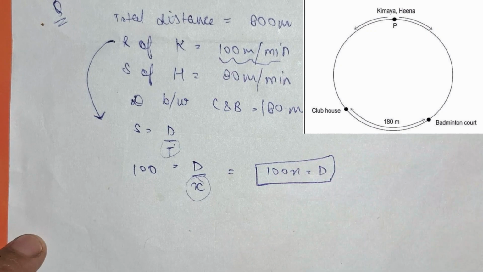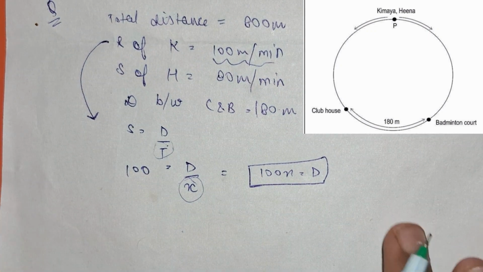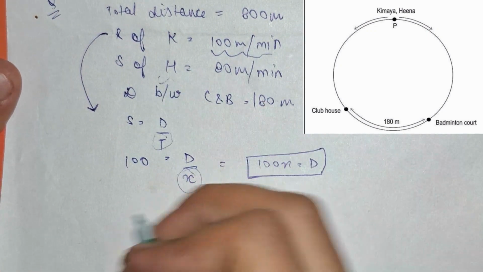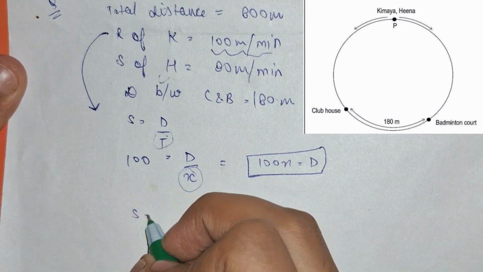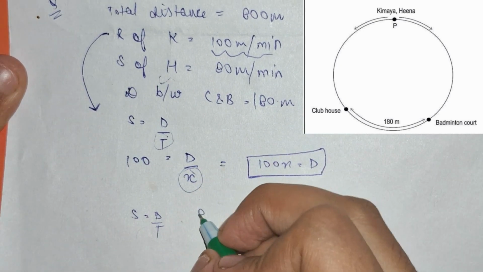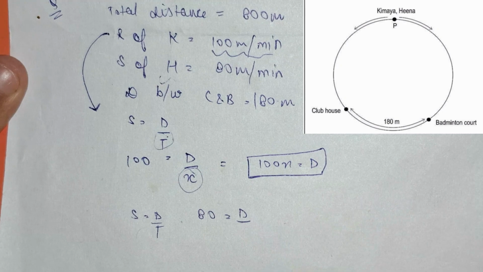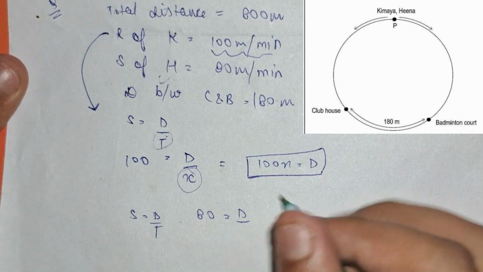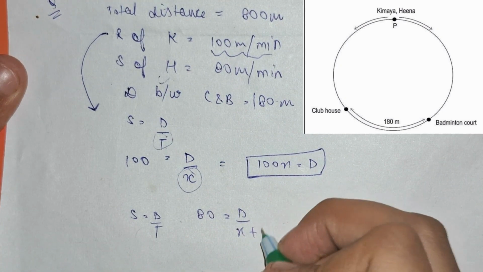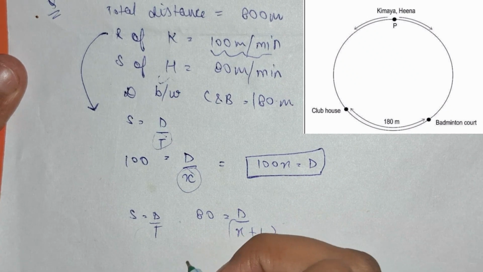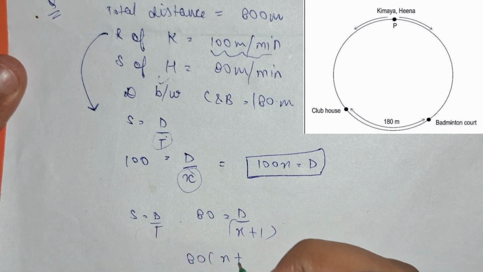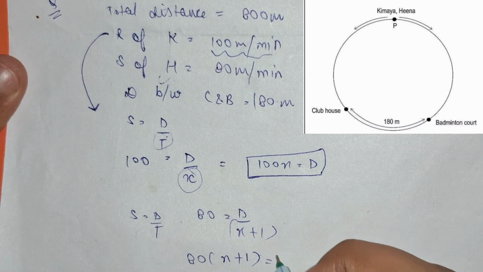मतलब ये distance जो है किसने कवर की? किमाया ने. अब अगर हम बात करें हिना की, तो हिना की जब हम इक्वेशन लिखेंगे स्पीड इज इक्वल टू डिस्टेंस अपॉन टाइम, तो 80 इज इक्वल टू, इसकी भी हम डिस्टेंस डी ले लेते हैं और टाइम हम ले लेंगे x प्लस 1. फाइन. तो इसकी हो गई 80 x प्लस 1 इसकी डिस्टेंस.